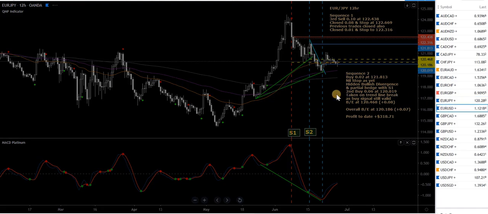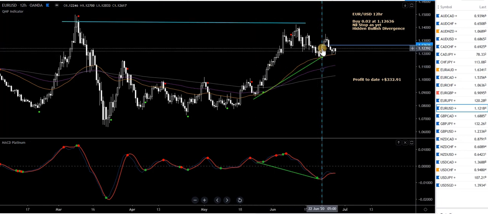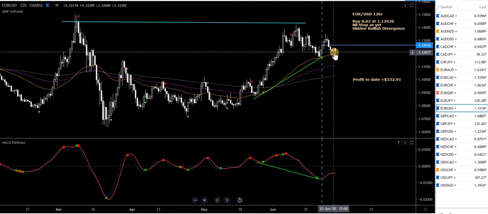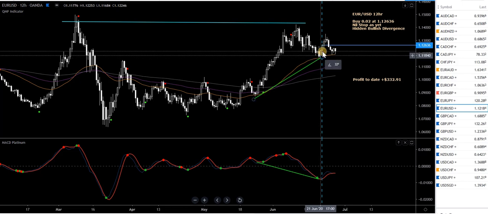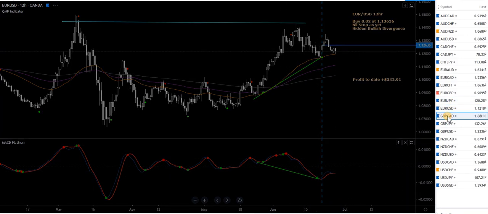Euro USD, let's have a look. In a buy here. Going nowhere quickly, it's gone against me straight away, within a couple of candles, gone down against me, starting to push up a little bit now. You know, I could start looking at drawing a trend line, maybe looking for a second buy or something like that, but I'll just leave it. The MACD Platinum's still below the 0 level, so I'll just leave that for now.